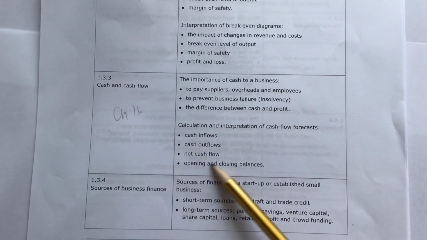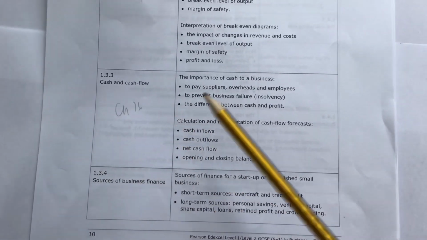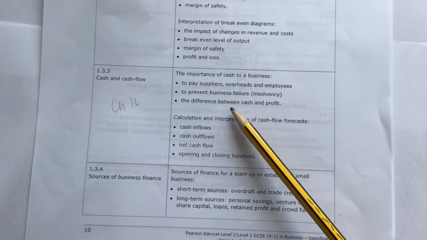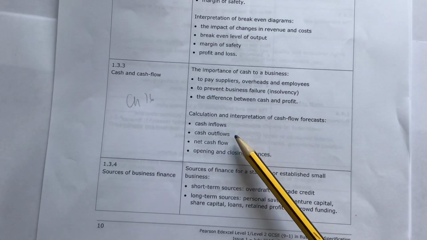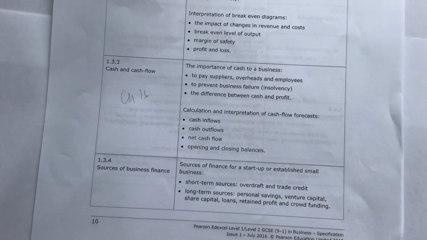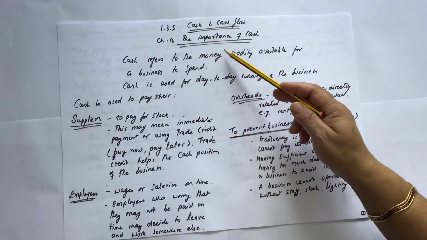So this is chapter 16 of your book, and this is cash and cash flow: importance of cash, difference between cash and profit, and inflows, outflows, net cash flow, opening and closing balance. Right, so this is your chapter 16, importance of cash.